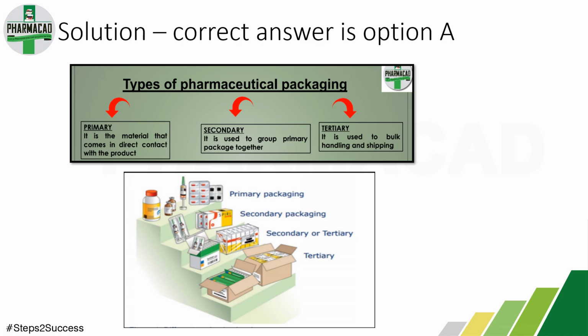The primary is the one where the pharmaceutical product directly comes in contact with the packaging. Secondary is used to group primary packages together. Tertiary is used for bulk handling and shipping. In the above picture you can notice how the primary packaging is, and the drug is directly in contact with the packaging. For example, the syrup is directly in contact with the glass bottle, or the tablets are directly in contact with the plastic bottle, or the capsules are directly in contact with the strips, etc.